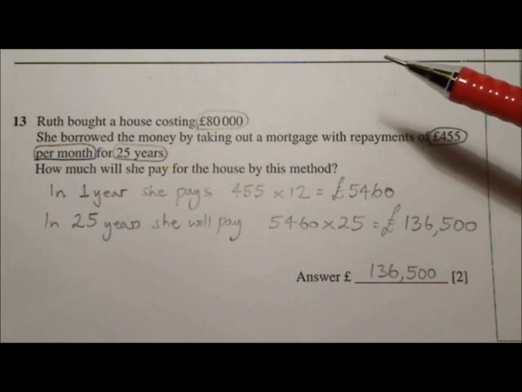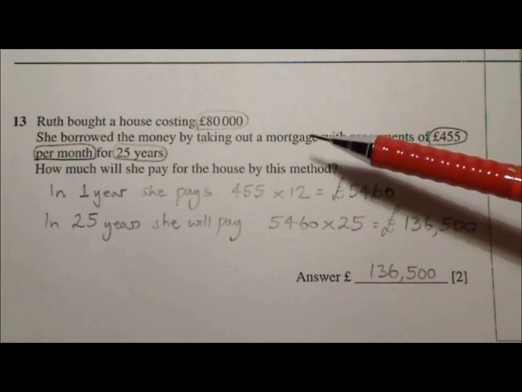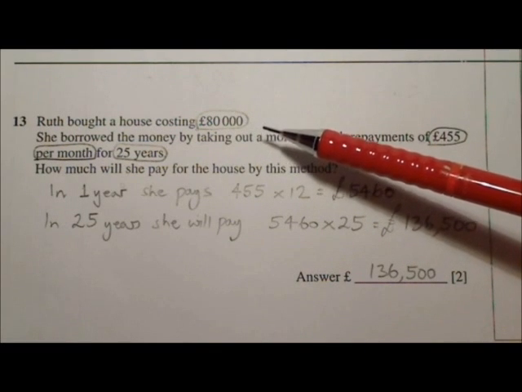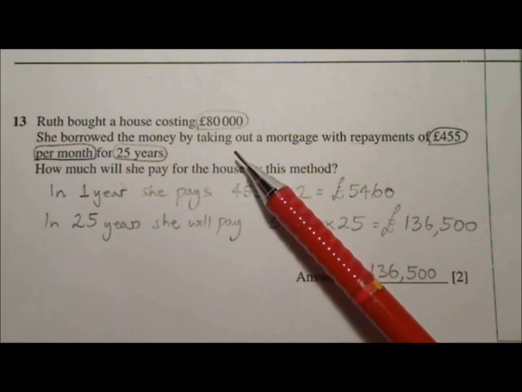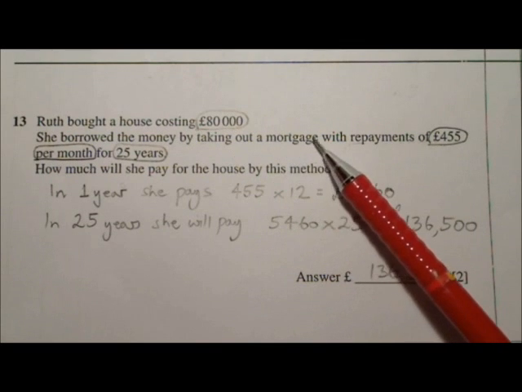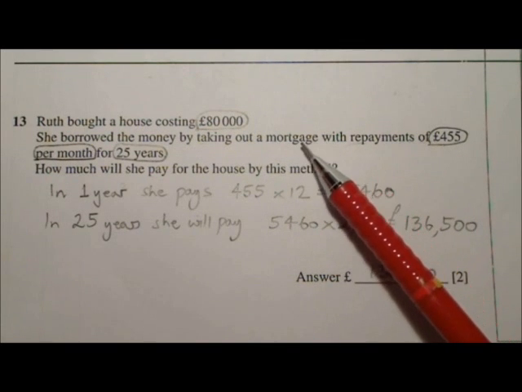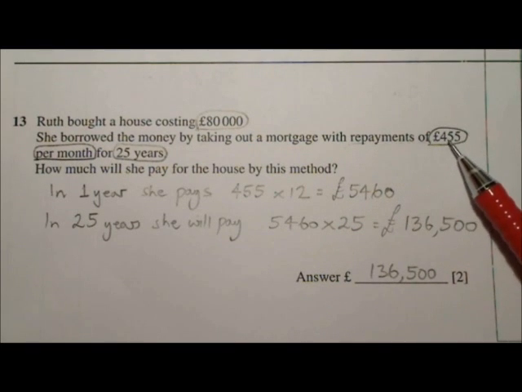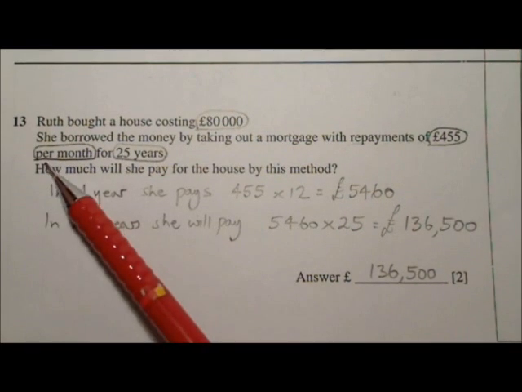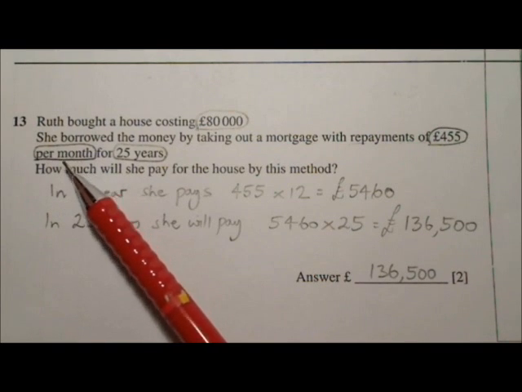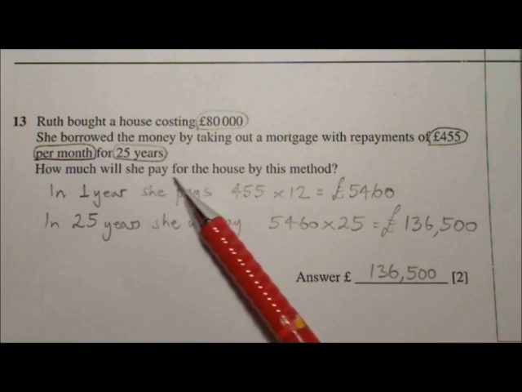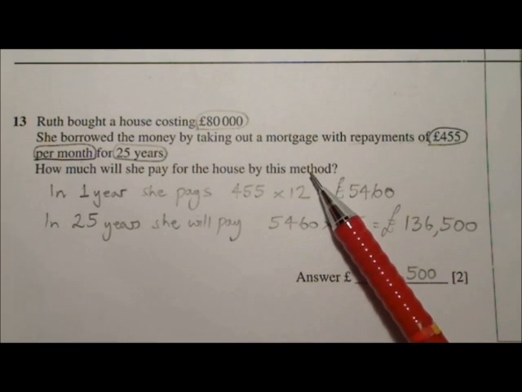Okay, so question 13. We're asked to work out, this is a person, Ruth, buying a house, and she's borrowed the money to buy the house, and this method of borrowing is called a mortgage. The repayments are £455 per month, and that's over 25 years. So how much will she pay for the house by this method?